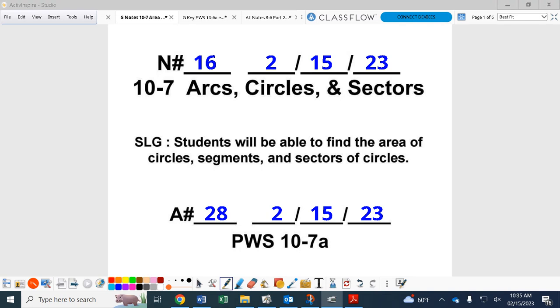Today's set of notes is going to build on the idea of the area of a circle. So we're going to review the area of a circle first. Those are going to be the first couple problems on your homework tonight. So let's show you what that looks like.